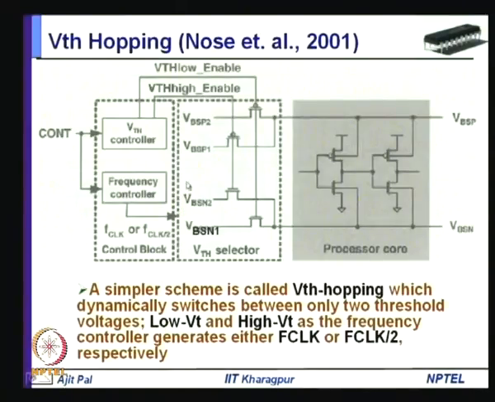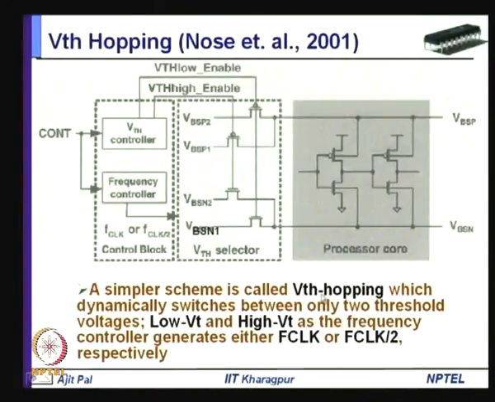Now, a simpler alternative is a simpler scheme called VTH hopping, which dynamically switches between only two threshold voltages. We have seen that in dynamic threshold voltage scaling, you can have a large number of discrete voltage, frequency and threshold voltage pairs. Instead of having a large number of such pairs, you will be using only two frequency and threshold voltage pairs. This is known as VTH hopping.